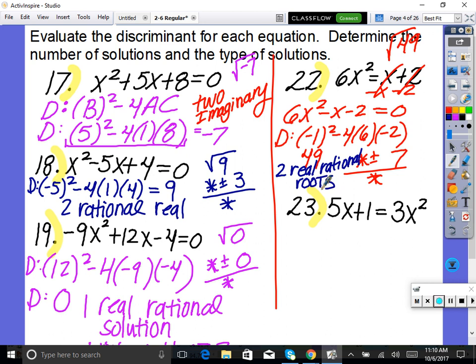Okay, last example, then I'll let you finish up that front page on your own. First of all, we need to make it equal to 0 before we can actually solve this or go for the discriminant. So I'm going to bring these over this way. Just because, once again, I like to keep my leading term positive if possible. So we have 0 equals 3x squared minus 5x minus 1.